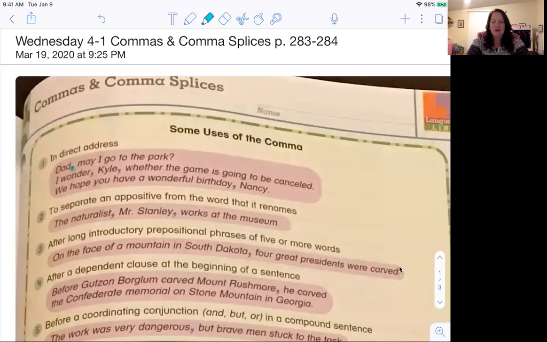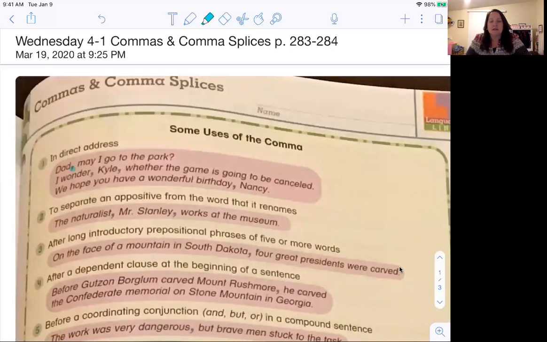So have page 283 available. You need a pencil. Sometimes it's really helpful to have a marker or a highlighter as well. So it's coming up. There we go. Okay, so some uses of commas.